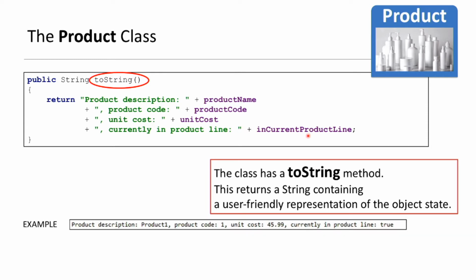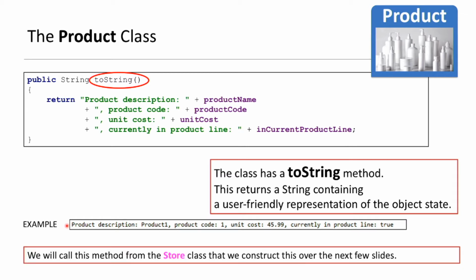So the output then looks like this. For a specific product, we might see output like this. So product description is product 1, comma, product code 1, comma, unit cost 45.99, comma, currently in the product line is true. So this is the string that would be returned from our method toString. Remember, it's a method that returns a string, and this is the string that might be returned for a specific product. We'll call this method from the store class that we're going to construct over the next few slides.